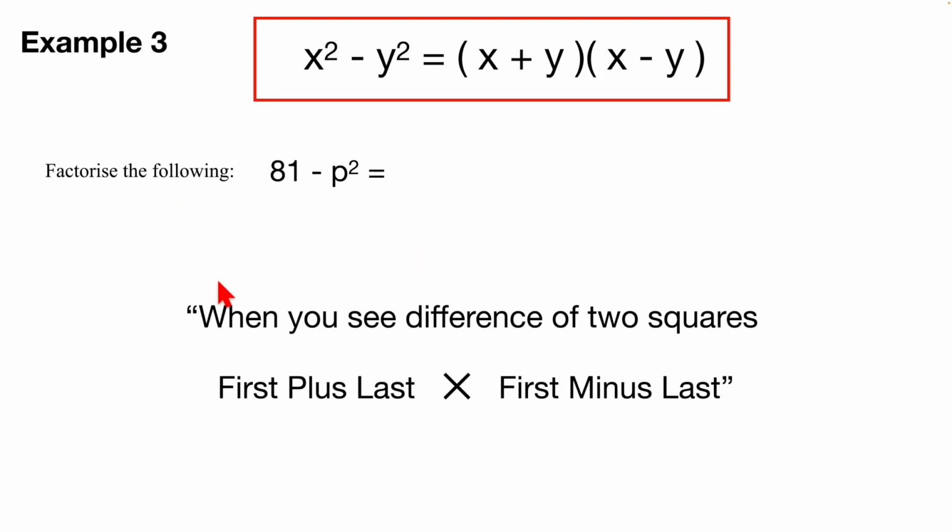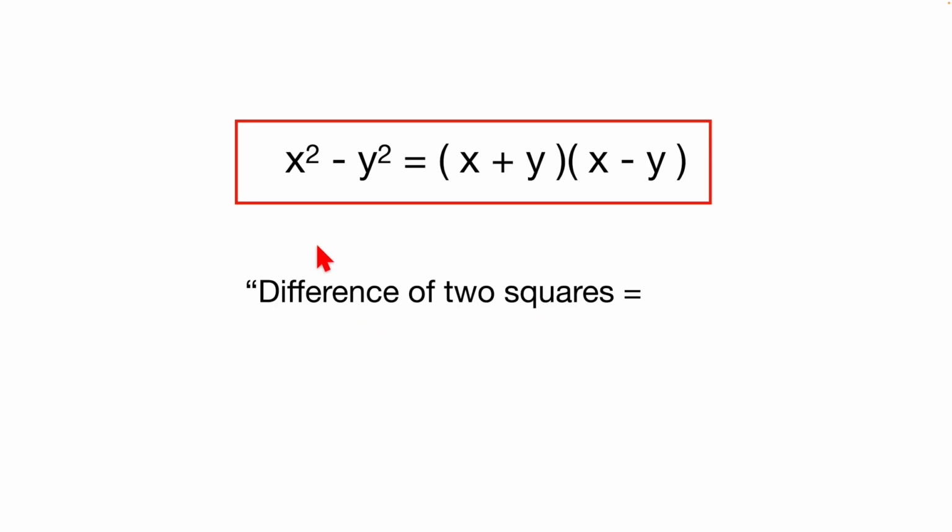And this is how I remember it. When you see the difference of two squares, it's first plus the last times the first minus the last. In this case, we've got 81, which is of course 9 squared, and p squared. So the first is 9 and p is the last. So first plus the last times the first minus the last. That might help. It's a memory aid.